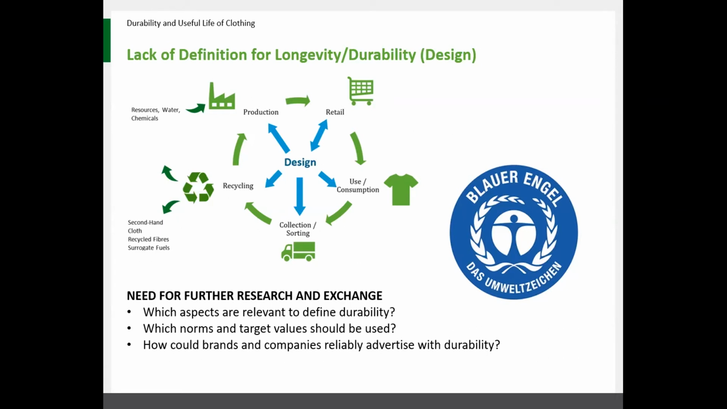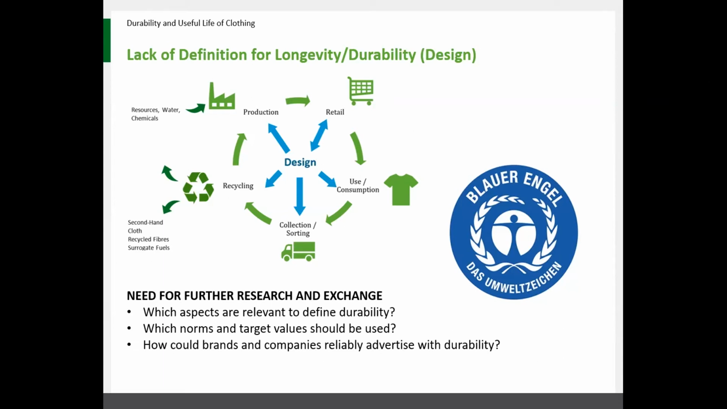But there are existing norms which could be used to measure at least the technical durability of textiles. Some standards are already being used by fashion companies. And in our study, we collected a lot of relevant aspects and norms which could be used for durability in the future. The question is, which target values within these norms should be met in order to declare a garment as durable?